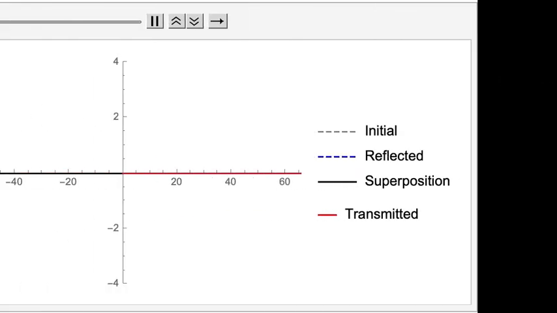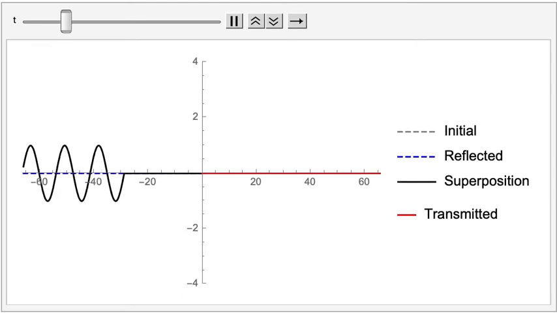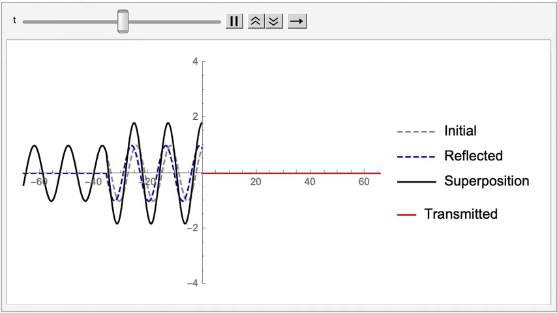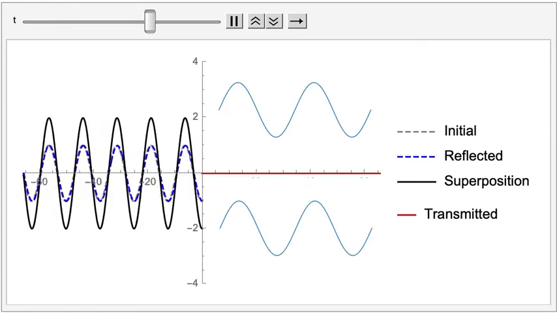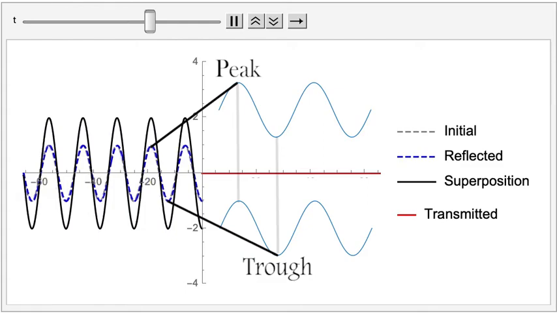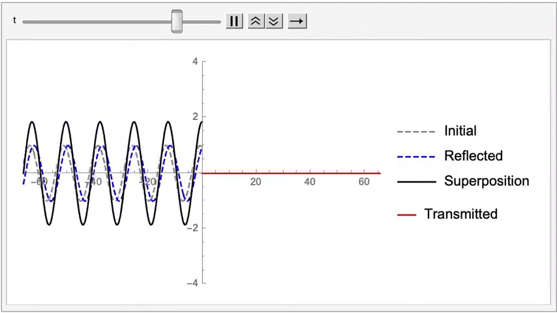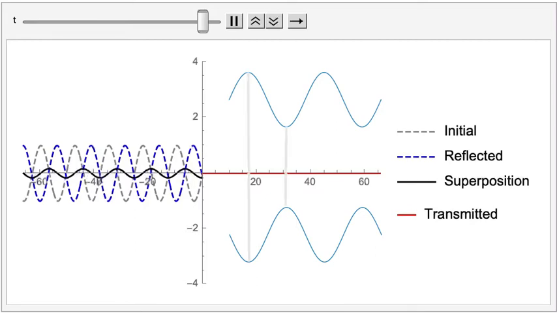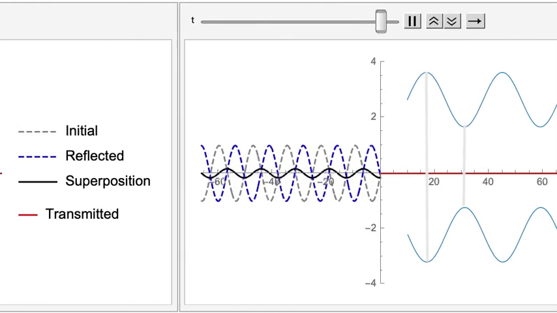Now we're going to look at the animation of waves for different scenarios. For the first scenario, we have a free end. This is where the boundary condition mass density is equal to 0. As you can see from the incident and reflected waves, they both have the same amplitude. When the two peaks align, we have constructive interference, and the resultant amplitude is double the amplitude of the incident wave. When the peak and the trough of the incident and reflected waves coincide, we have destructive interference, where the resultant amplitude is equal to 0. As you can see, the superposed wave varies from double the amplitude to 0.